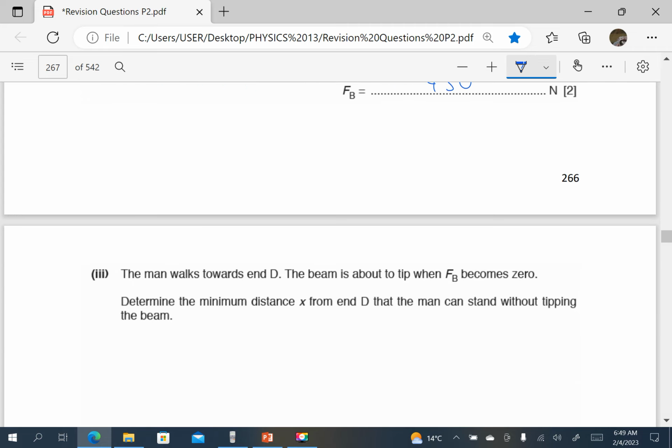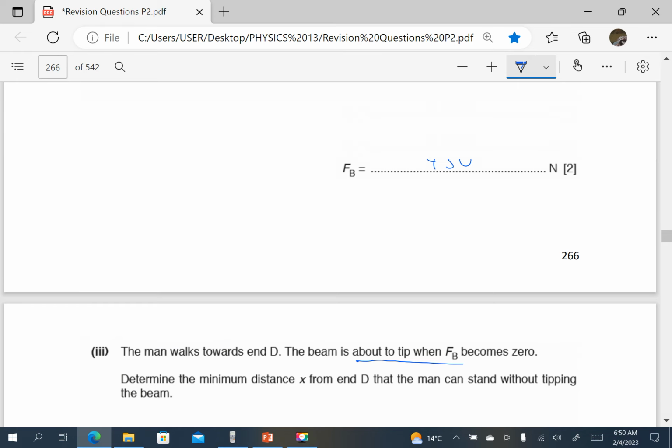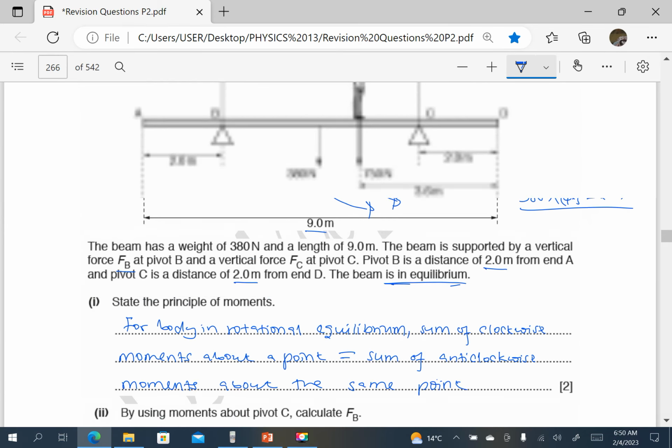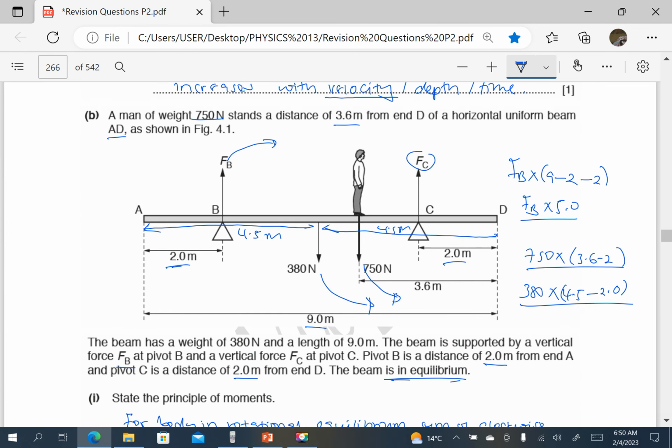The man walks towards end D. The beam is about to tip when FB becomes 0. Note that the man is moving towards end D, and the beam is about to tip when FB becomes 0.